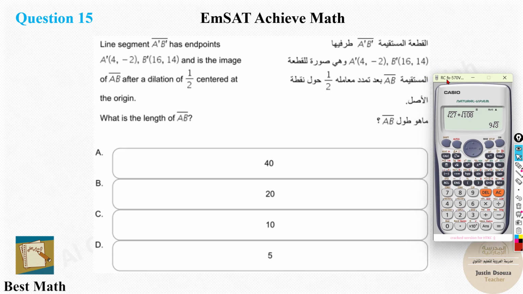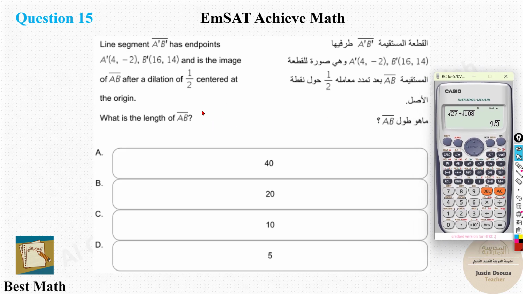Now we come to a slightly harder one, though it's a simple one only. Here they have told us the line segment A dash B dash has endpoints at the given points, and it is the image of AB after a dilation of half centered at the origin. What is the length of AB? Always remember, whenever there is a dash, that means it's the dilated image. The original image, or pre-image, is given by AB. They mention here that this is after dilation, so this is the dilated one.